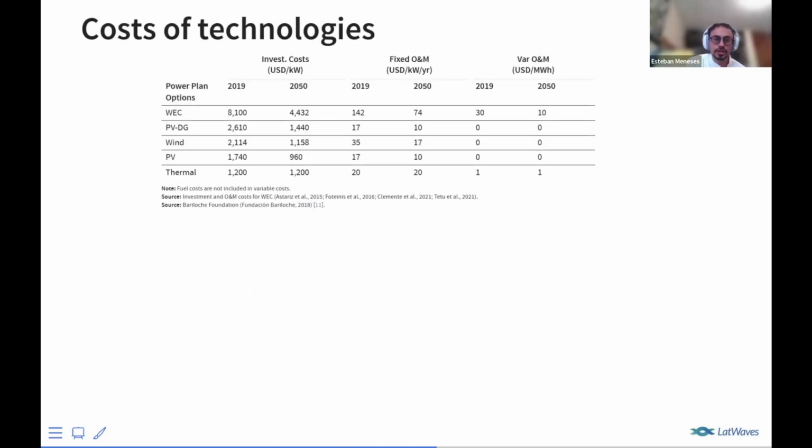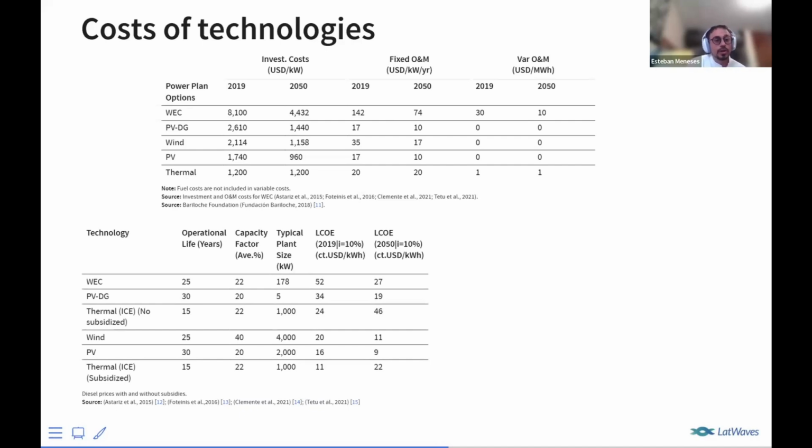For the cost of the technologies, for instance, in terms of the investment costs of the wave energy converters, we start in 2019 with around $8,000 per kilowatt, and we end up in 2050 with around $4,400. All costs, investment costs, operational management, fixed and variable, have a decreasing trend over the years, with the exception of the thermal power plants.